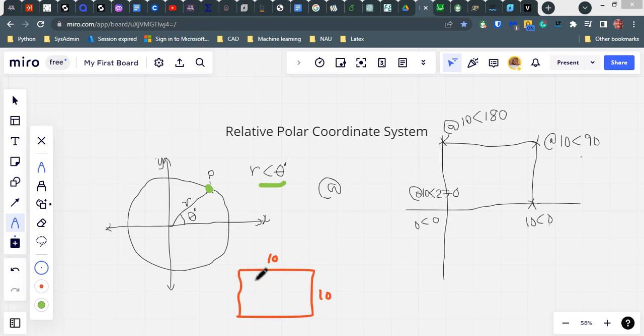Let's say we want to draw a line, a square of length 10 by 10. In a relative polar coordinate system, we use the at sign to indicate to NanoCAD or AutoCAD that we want to use relative polar coordinate system. So let's assume I have my line command active, and then the first thing I'll key in is 0 angle 0, to start at this point.